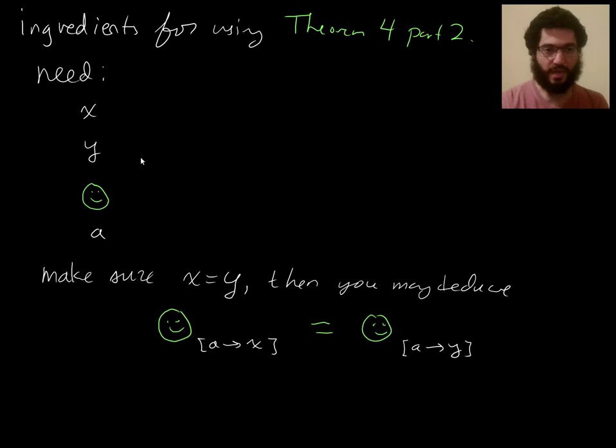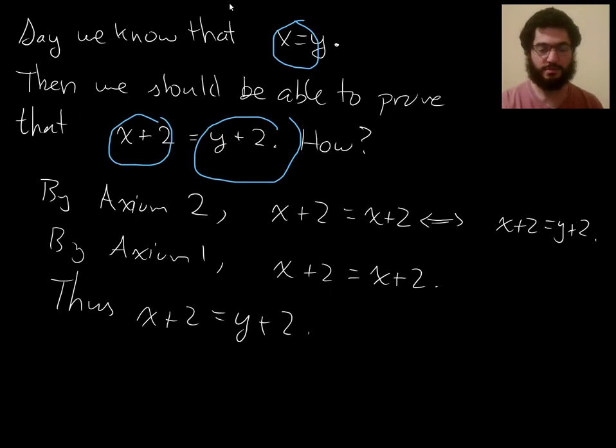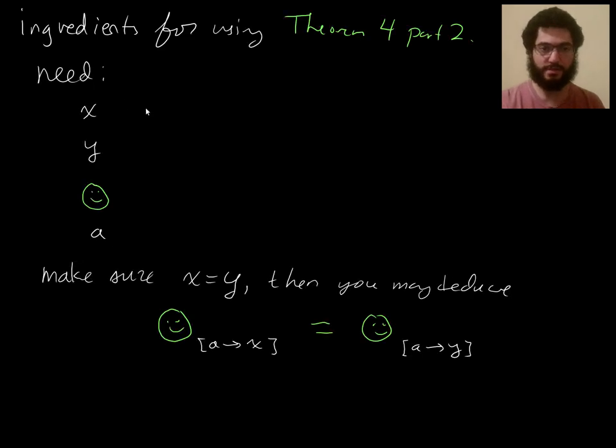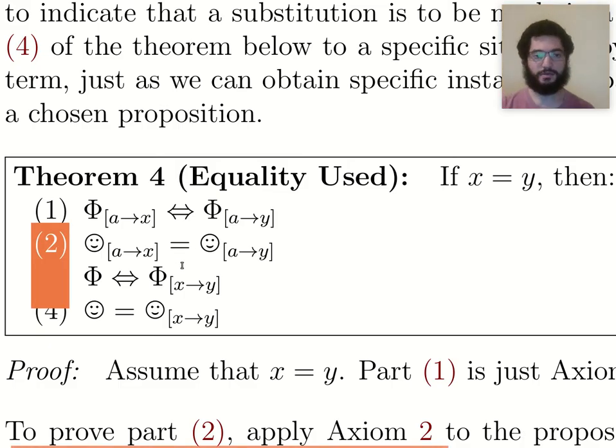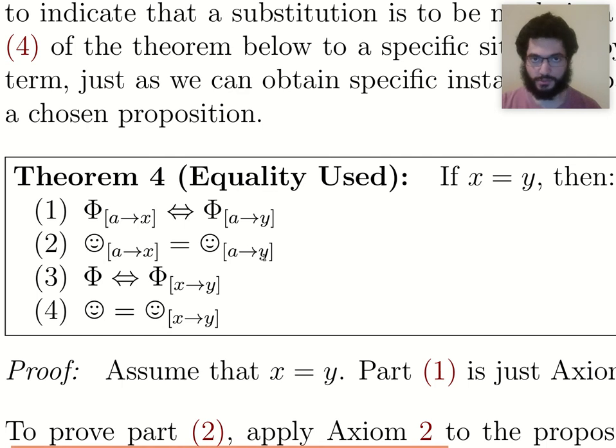And what we were doing back there, when we were going from x equals y and trying to prove x plus 2 equals y plus 2, well, that would be just applying this to a situation where x plays the role of x, y plays the role of y, a plus 2 plays the role of smiley face, and a plays the role of a. Then you can see that this says if x equals y, then you can deduce x plus 2 equals y plus 2. So you can think of Theorem 4 here as a way of adapting Axiom 2 so that it applies to terms and not just propositions. And to make things make sense, instead of logical equivalence, one has equality.